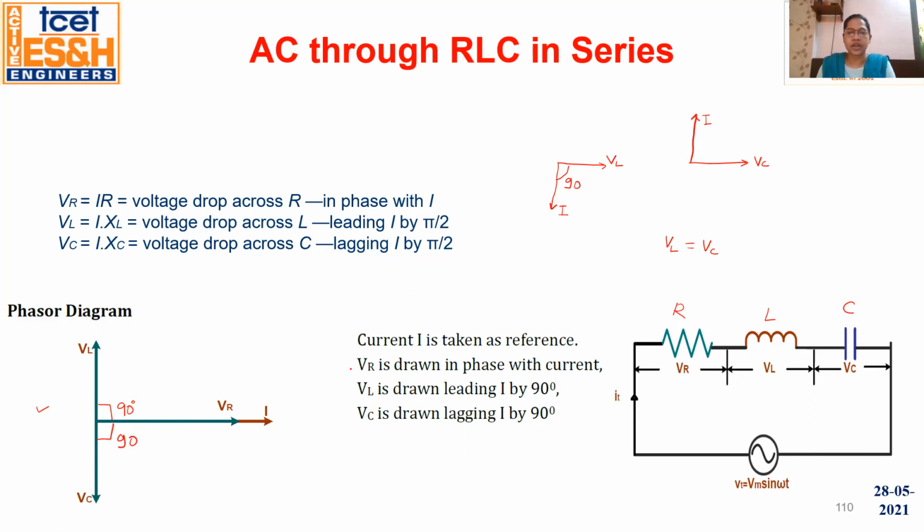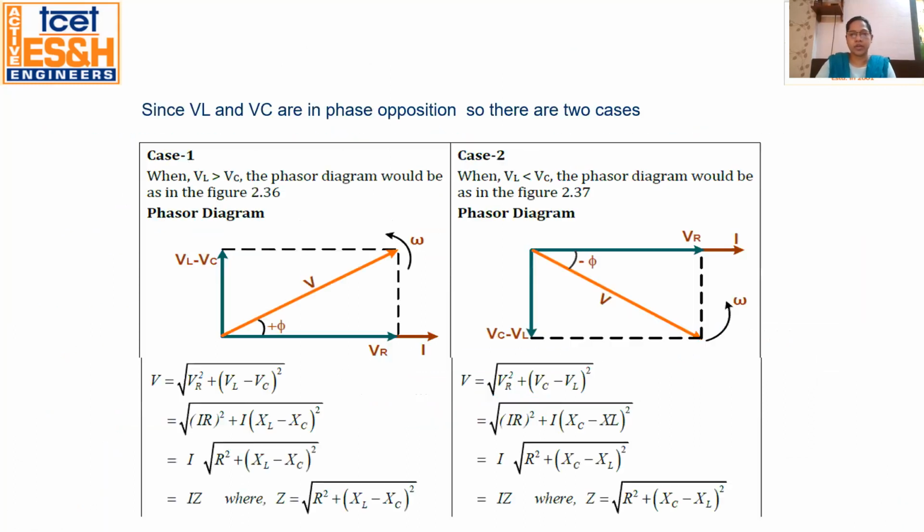So these are the concluding points here. VR is drawn in phase with current. VL is drawn leading I by 90 degrees. And VC is drawn lagging I by 90 degrees. So this is the main thing about the RLC series circuit.